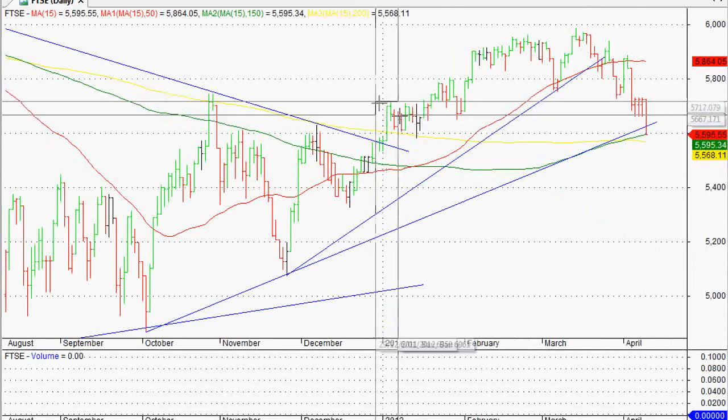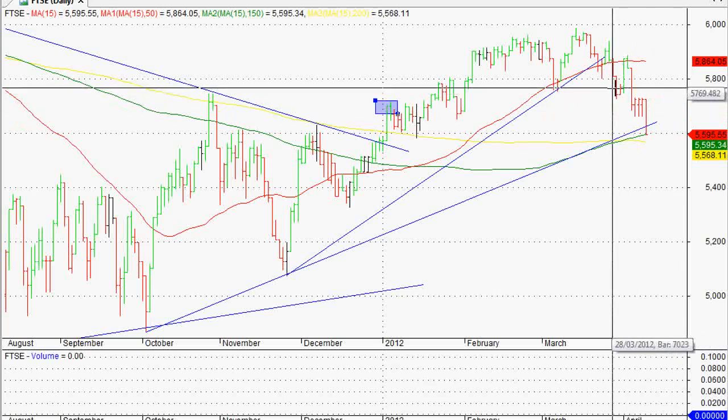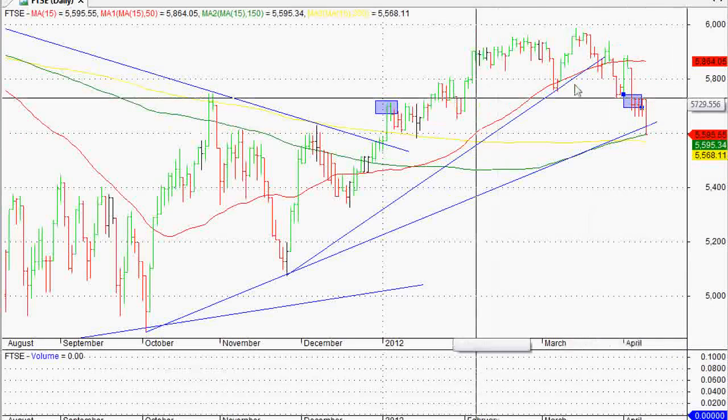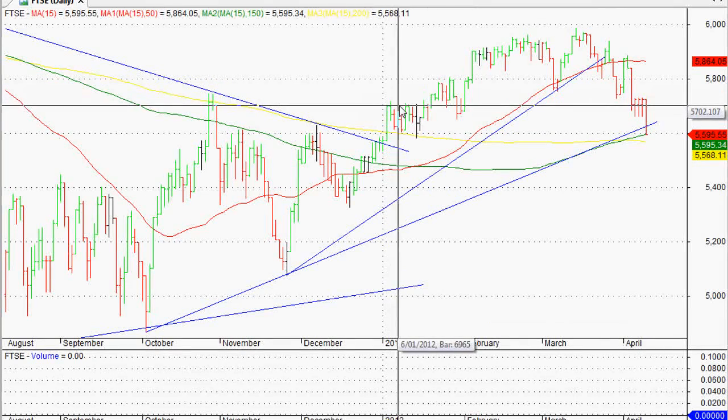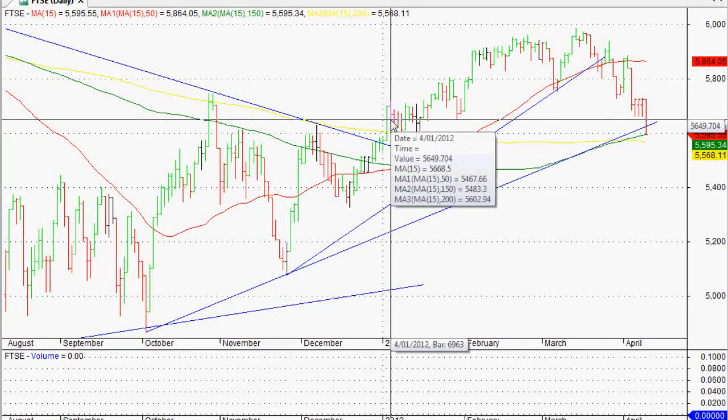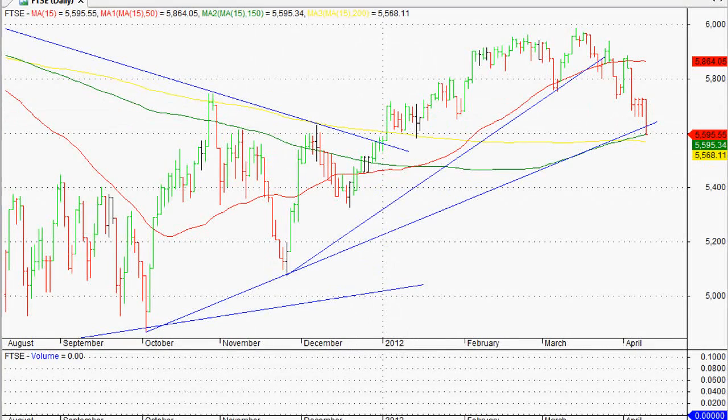So what we had was we called our entry there, and we called our exit about there. So it came back to about break even. We got a little bit of action, a little bit of participation in the markets, and it's pretty much come back to break even there on the FTSE.